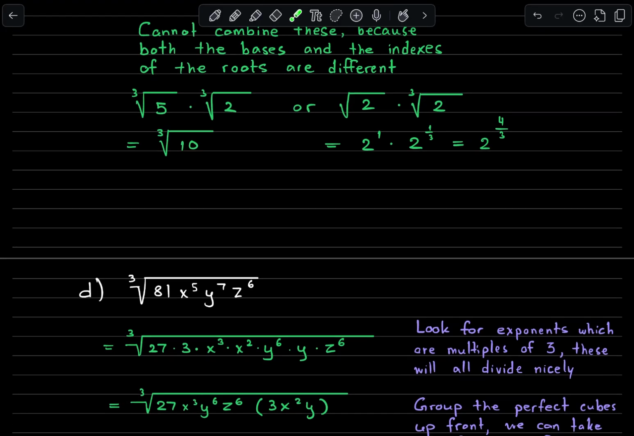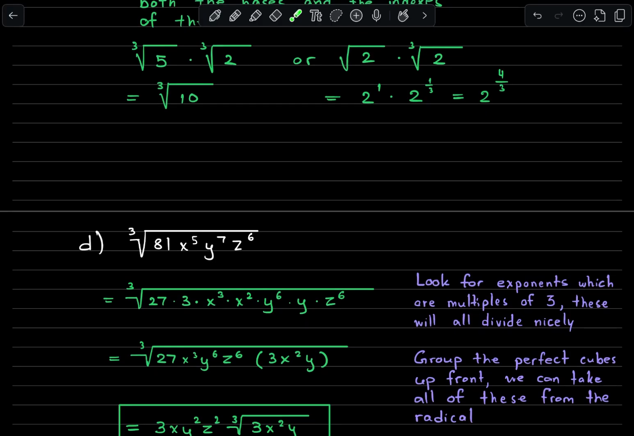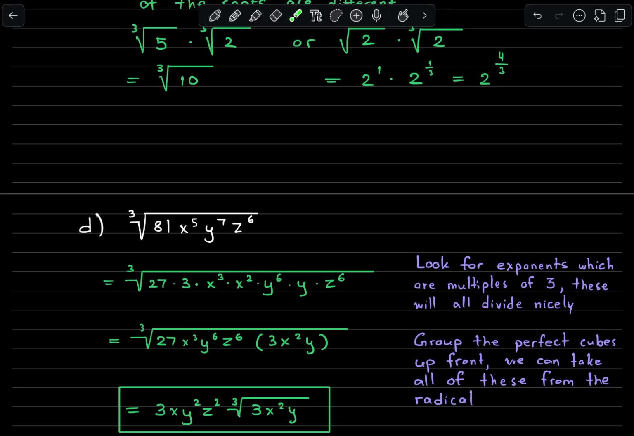So I'm going to group the perfect cubes up front first. These are all the things that we'll be able to evaluate the cube root of. 27x cubed, y to the 6th power, and z to the 6th power. And the remaining terms we'll just keep under here. We can't do anything with them, so we'll just keep them nice and tidy in this set of parentheses, and keep them under the radical. Everything else, we're going to evaluate the cube root of.